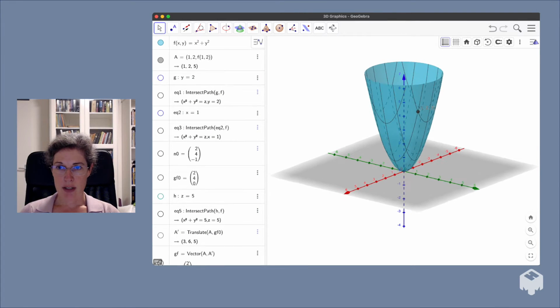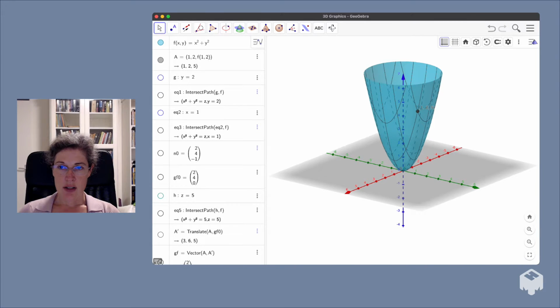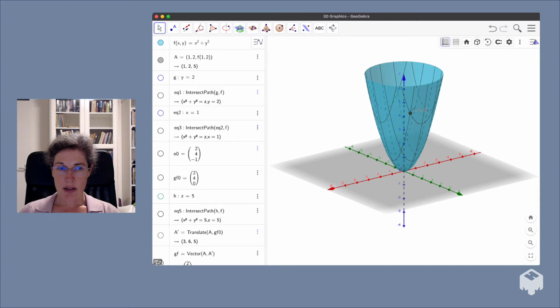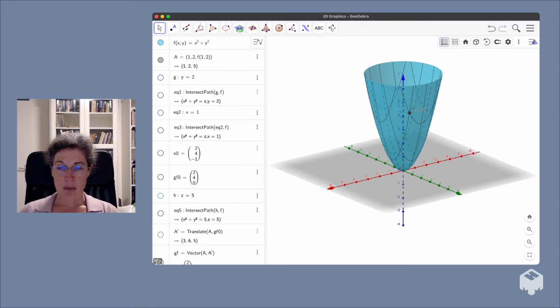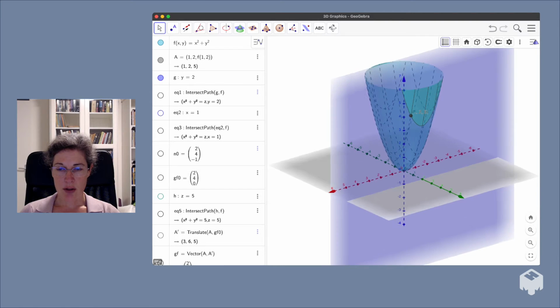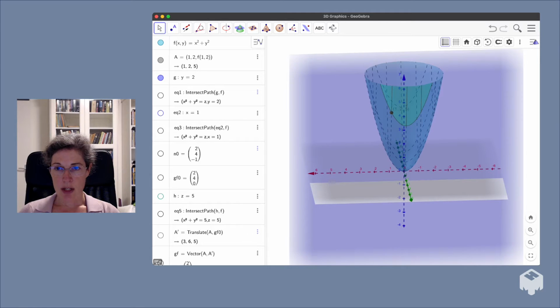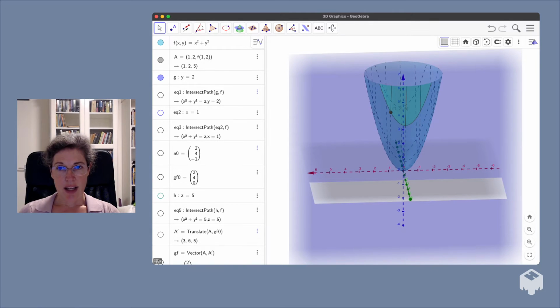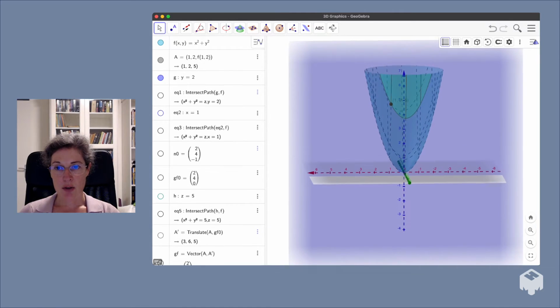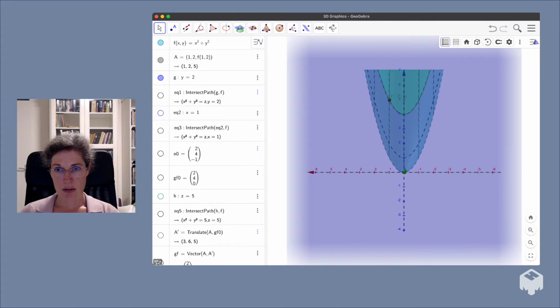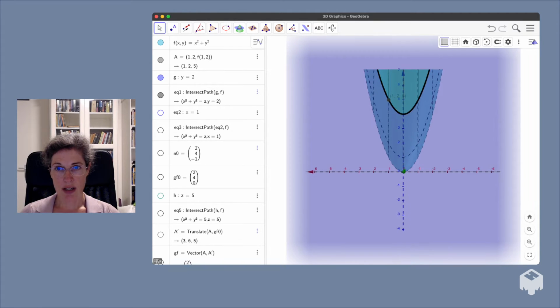Here's our paraboloid and there's our point. And what we're going to say is, if I look at the partial derivative with respect to x at that point, what I'm doing is I'm fixing y. So here I've got the plane y is equal to 2. By fixing y, I'm really just looking in the x direction, and I'm seeing how z changes with respect to x. So I'm really just interested in what's happening on this parabola here.